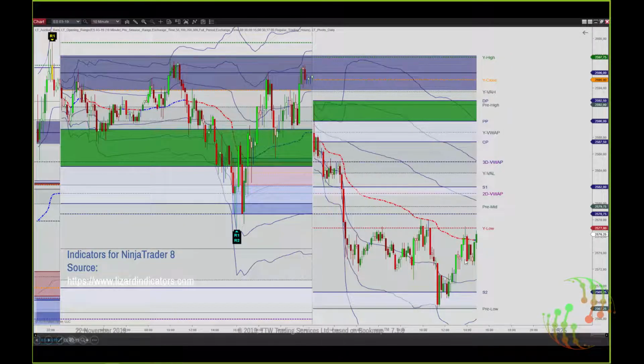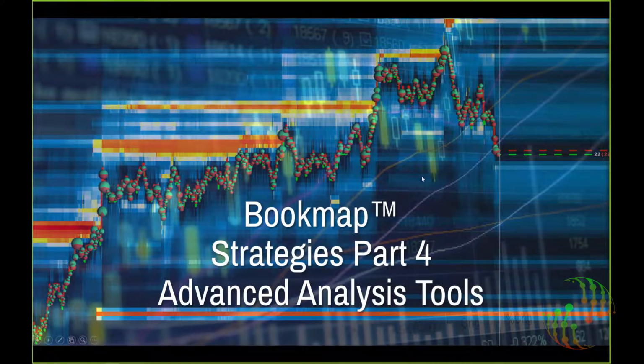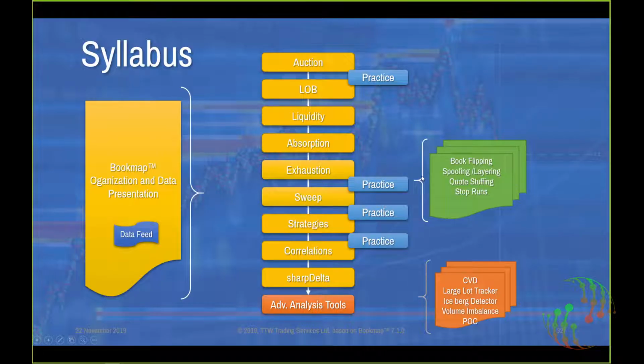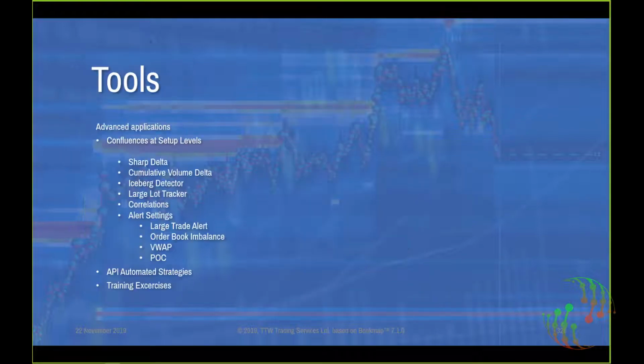You also have it on the chart. Look here. Most of the time they are hitting the VWAP. Let's talk about the Bookmap and its advanced applications in Bookmap, which could help you to understand better what the market is doing. Cumulative volume data we talked about, iceberg detector, large lot tracker correlations, alert settings, APIs.